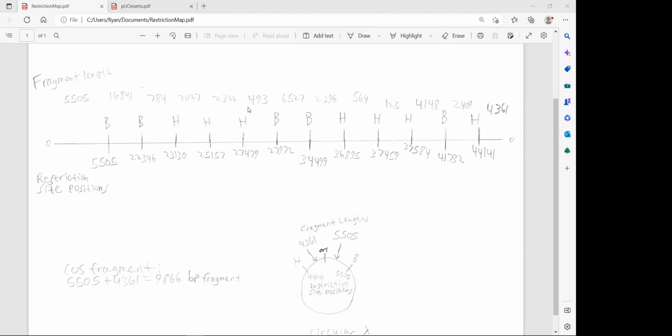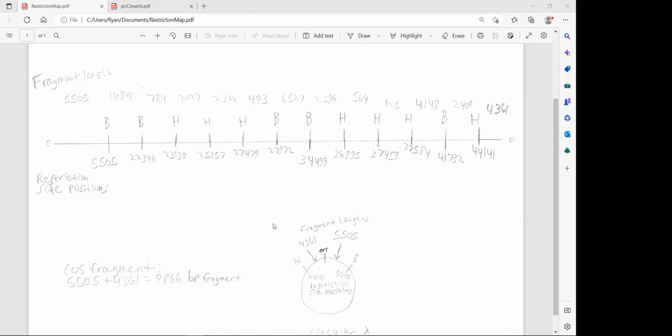Right. So question number one, it will be all of the fragments. So you list them from biggest to smallest. Make sure to include the cost fragment in there. And then make sure to also include all of the different ends as well, like either HH or maybe HB or BB, like that.